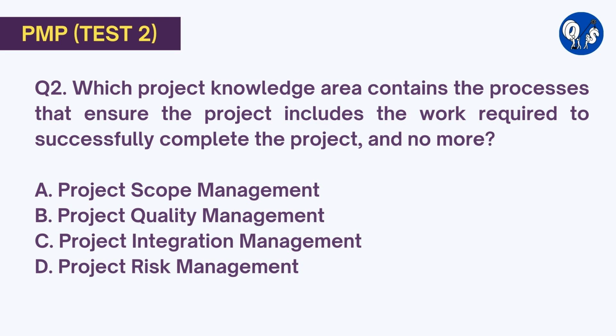Project scope management is mainly concerned with defining the work a project needs to accomplish. This definition is used to ensure all the necessary work is done and no unnecessary work is done. Options B, C, and D are incorrect because these knowledge areas focus on areas of a project other than scope.